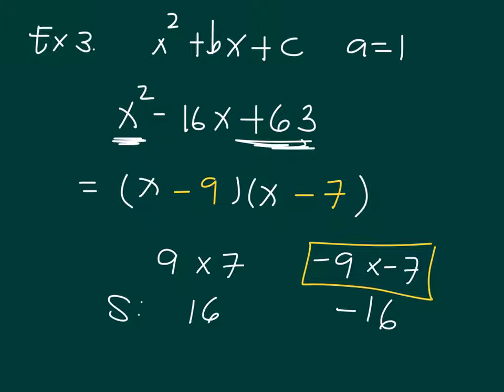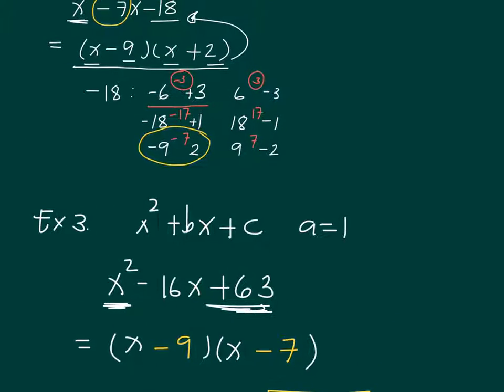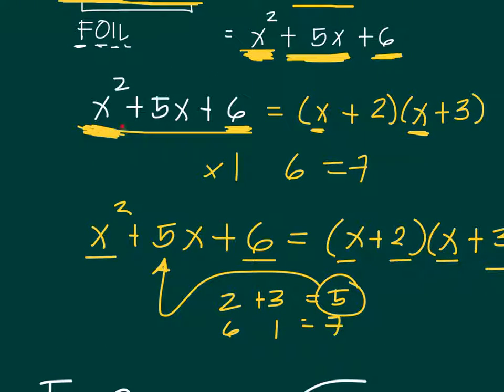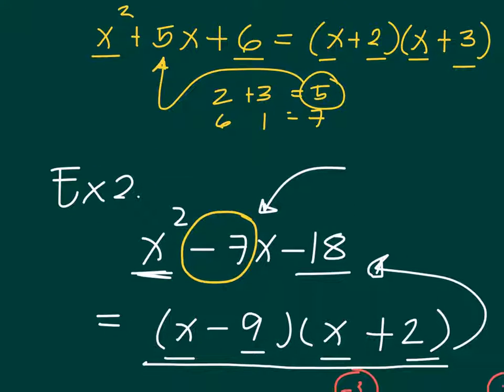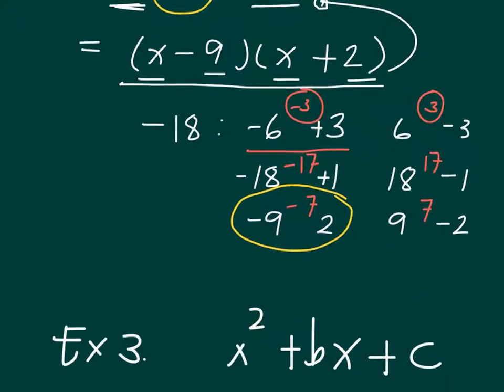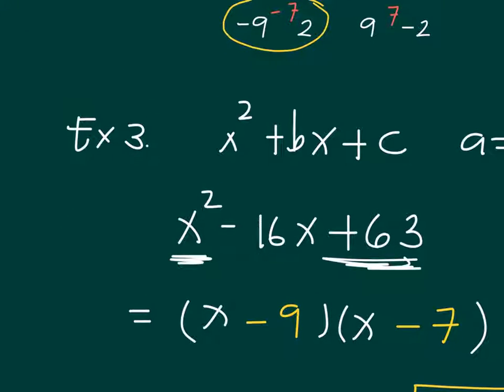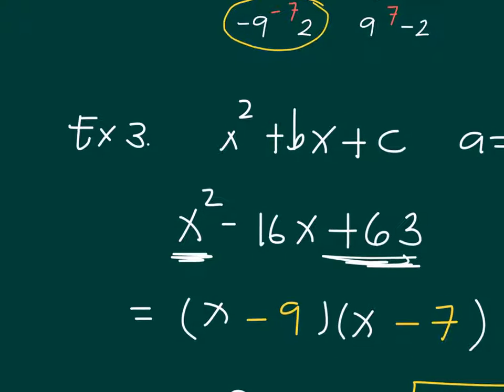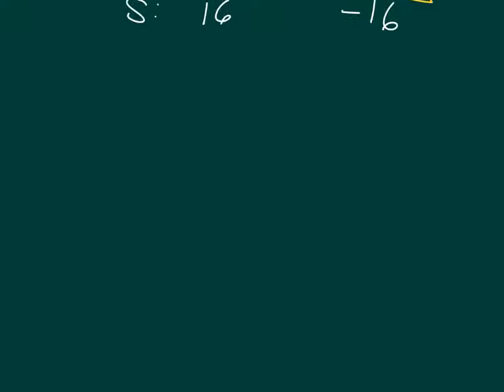Let's take a look at more. In the first, it's a plus and a plus. In the second, we had a minus and a minus, as you can see here. And then we also had a minus and a plus on the third. So what about a plus and a minus? Let's find more examples. I think one more, example number 4.